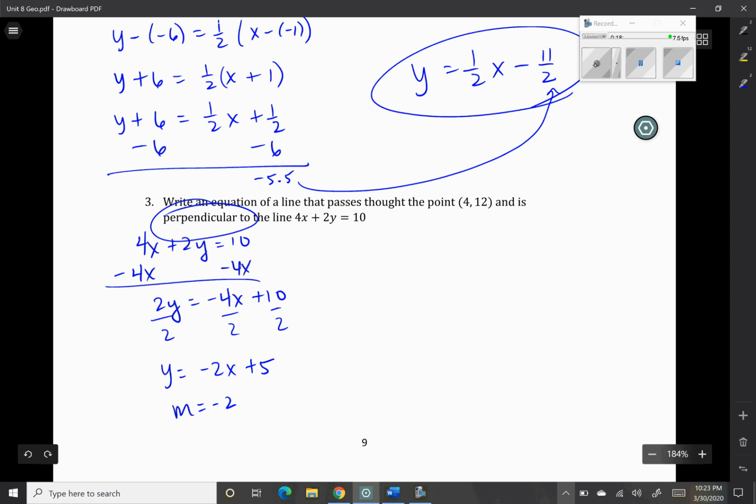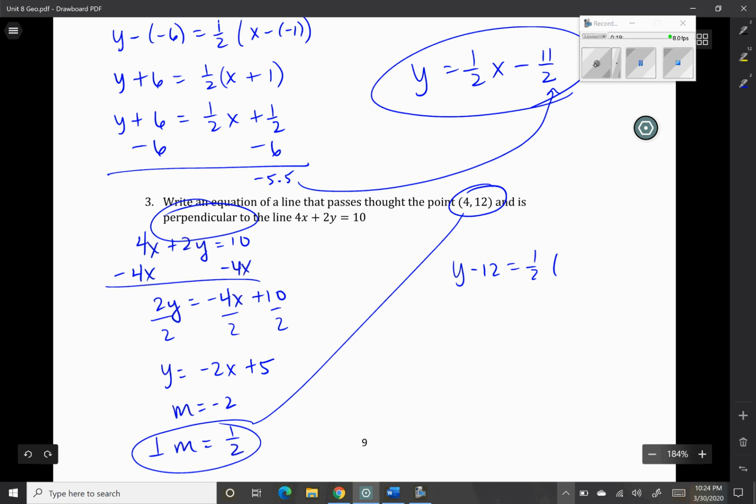But I want a perpendicular line. So I want to know the perpendicular slope, which would be +1/2. I'm taking the negative reciprocal here. So I want to pass through this point, (4, 12), and have a slope of +1/2. So I'd say y minus 12 equals 1/2 of (x minus 4). Do some distributing. I get y minus 12 equals 1/2 x minus 2. Add 12 to both sides, and we get our nice equation, y equals 1/2 x plus 10.